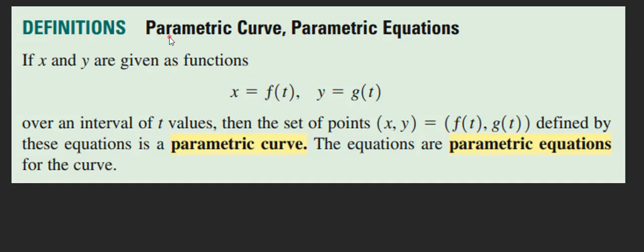In this video, we're going to talk about parametric curves or parametric equations. If x and y are given as functions, x equals f of t, y equals g of t, meaning that x is written in terms of t and y is written in terms of t, over an interval of t values, then the set of points (x, y) equals (f of t, g of t) defined by these equations is a parametric curve. The equations are parametric equations for the curve. And let's look at some examples.